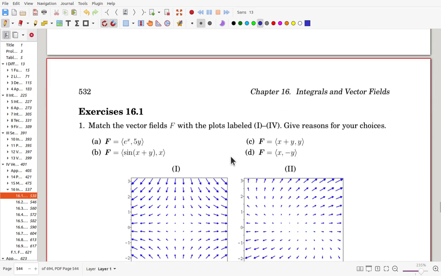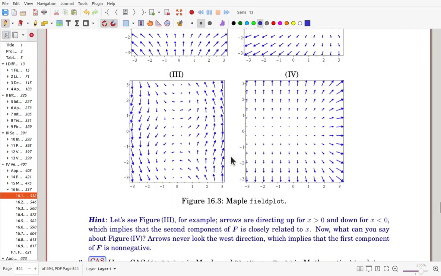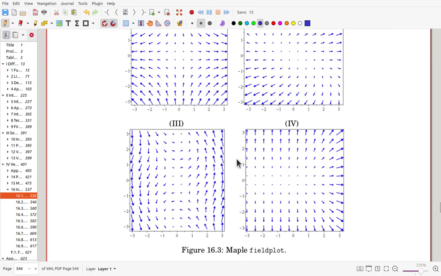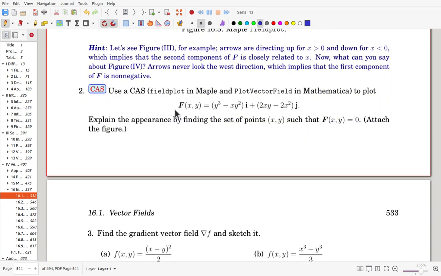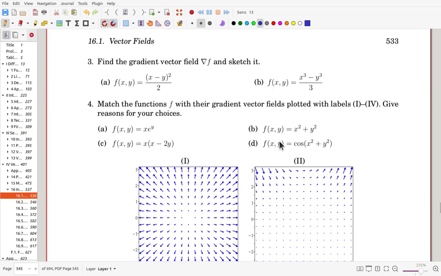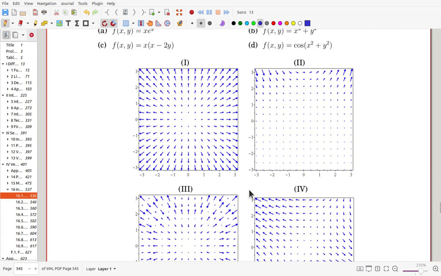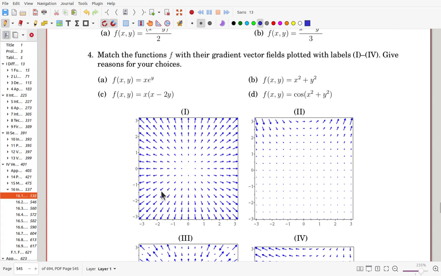Now, that is for this problem. I believe it's not so difficult, and by using a computer algebra system, you may try to get a plot. Number 3 and number 4 are quite similar. For this one, you try to get some typical points and try to make a sketch of the vector field. For this problem, you have to find the right one.